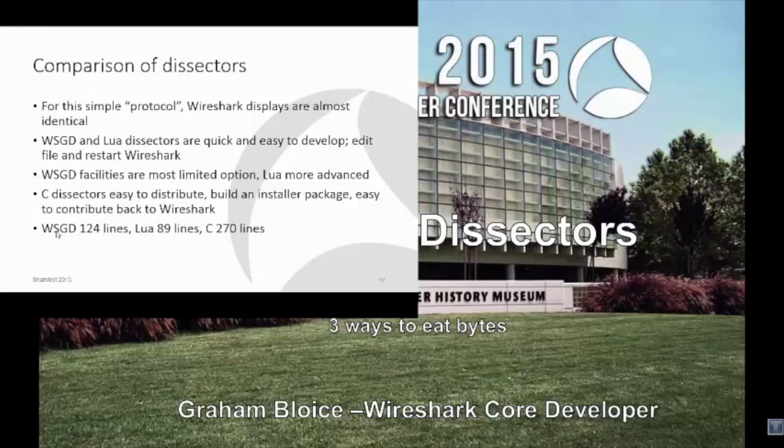Just as a comparison between the three there, WSGD was 124 lines, Lua is 89 lines, and C was 270 lines. So that's a little bit of a comparison of the effort required.